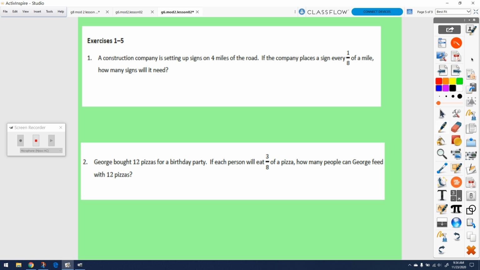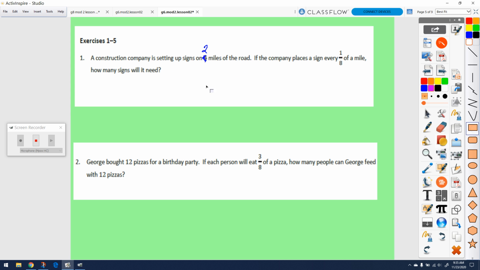In your book, it says every 2 miles. So we want to make sure that this is for 2 miles. If it's not, go ahead and change that, okay? As we take a look at this, we're going to start again with our tape.